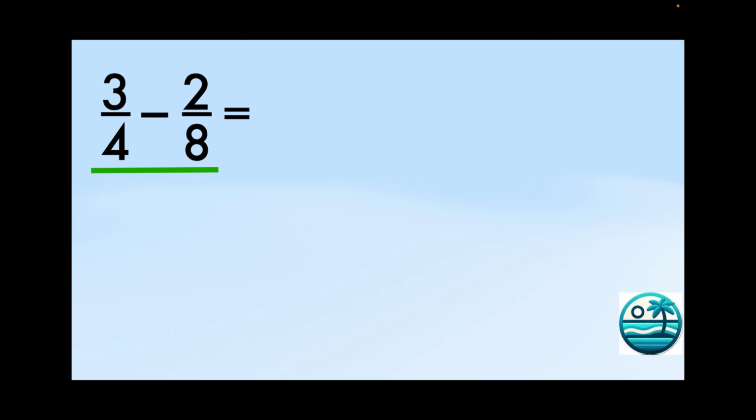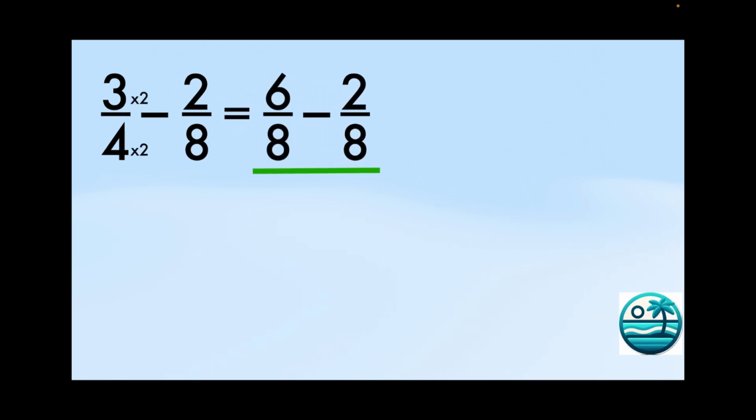Now in this case, these are related denominators. I can make one turn into the other. I can make the fourths become eighths by multiplying by 2. When I do that to my numerator as well, I get the equivalent equation 6/8 minus 2/8. I can subtract my numerators and keep my denominator and see that my total is 4/8.